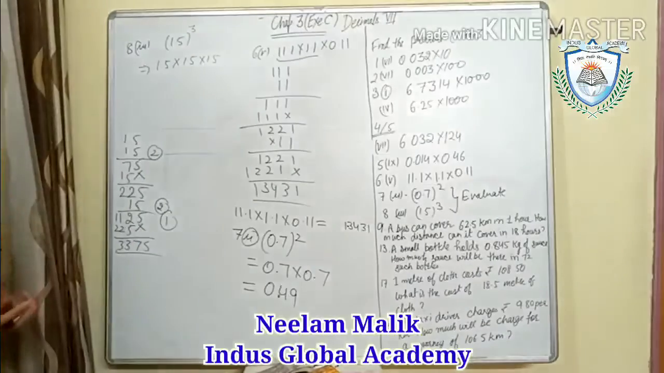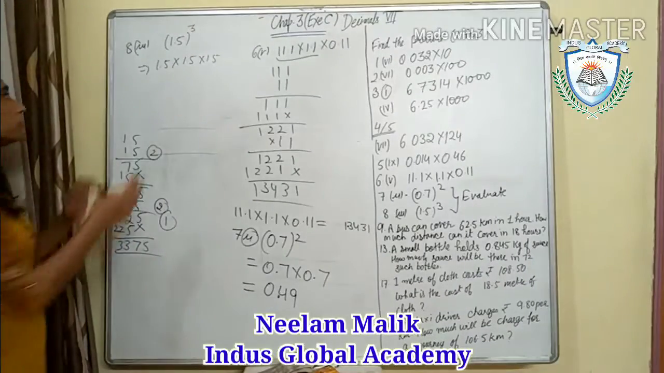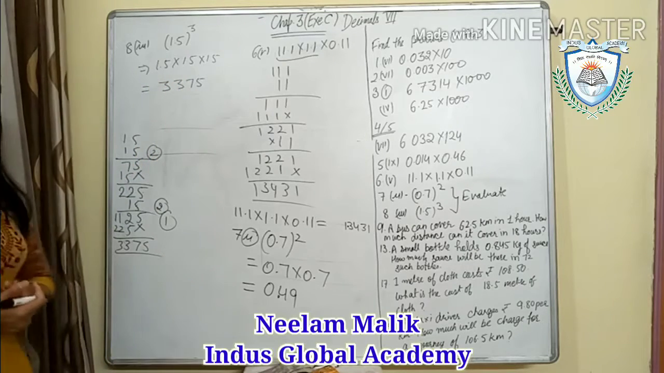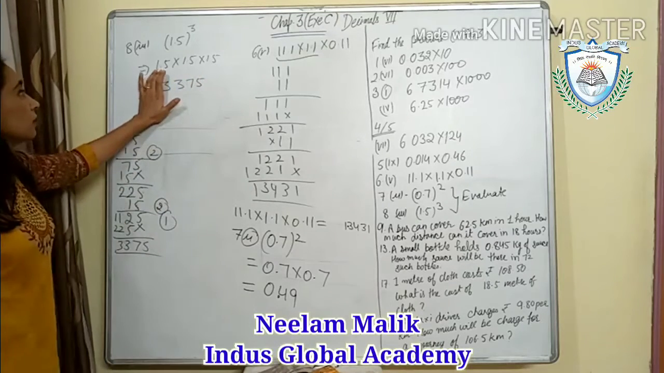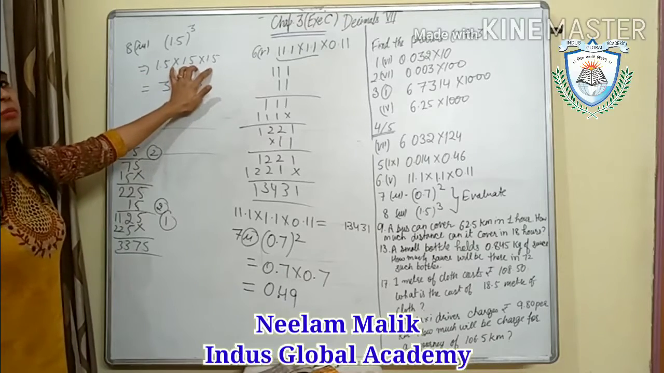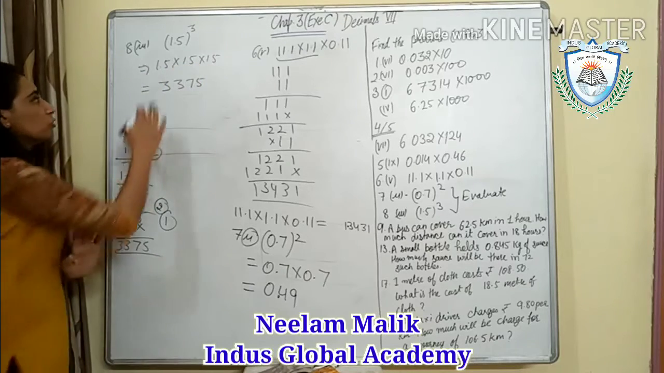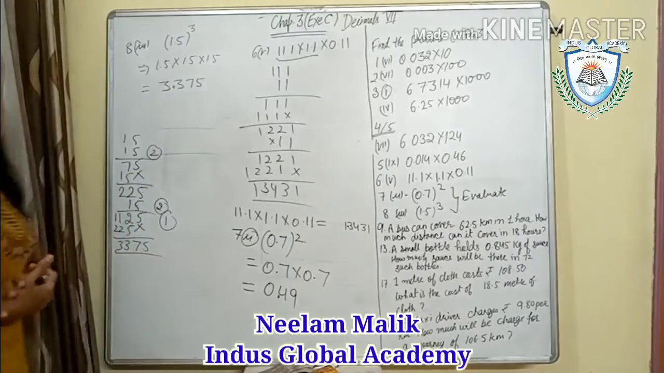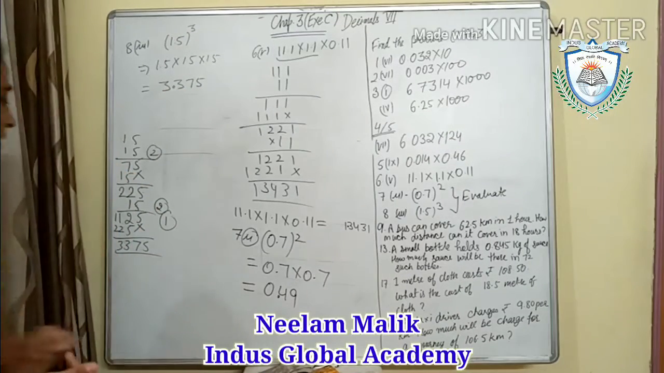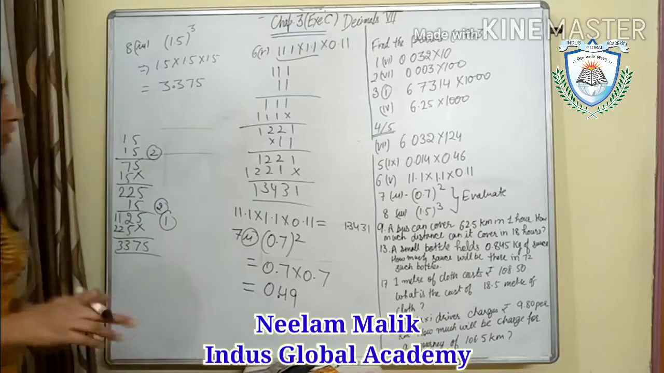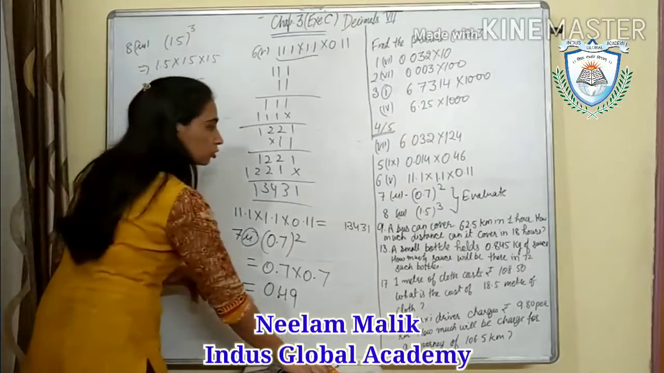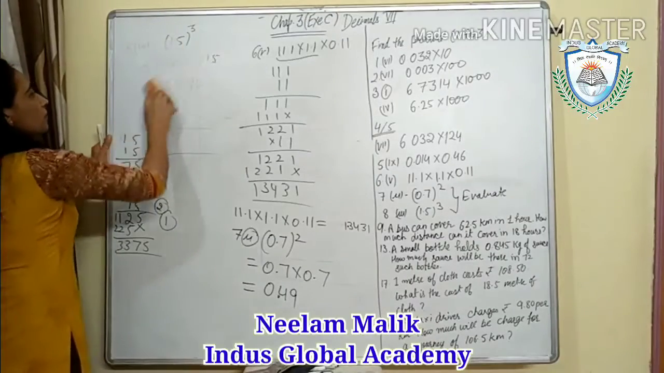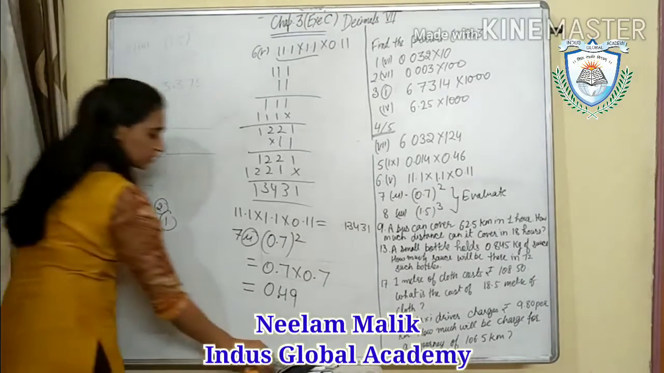So what is our answer? 3375. But what do we have to do? We have to put the decimal point. After the decimal, in all the numbers there are 3 digits, or you can say 3 decimal places are there. So 1, 2, 3. So our answer is 3.375. This is our answer. Now the question number 9. After question number 8, from 9 to 19, all are statement sums. Okay. So you have to write their statements.